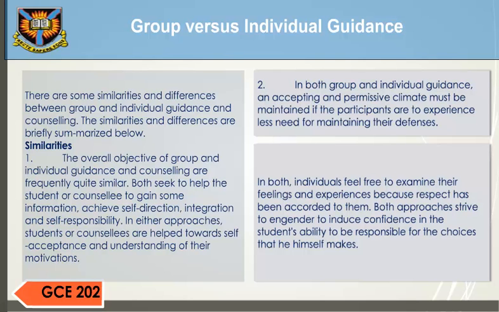2. In both group and individual guidance, an accepting and permissive climate must be maintained if the participants are to experience less need for maintaining their defenses. In both, individuals feel free to examine their feelings and experiences because respect has been accorded to them. Both approaches strive to induce confidence in the student's ability to be responsible for the choices that he himself makes.